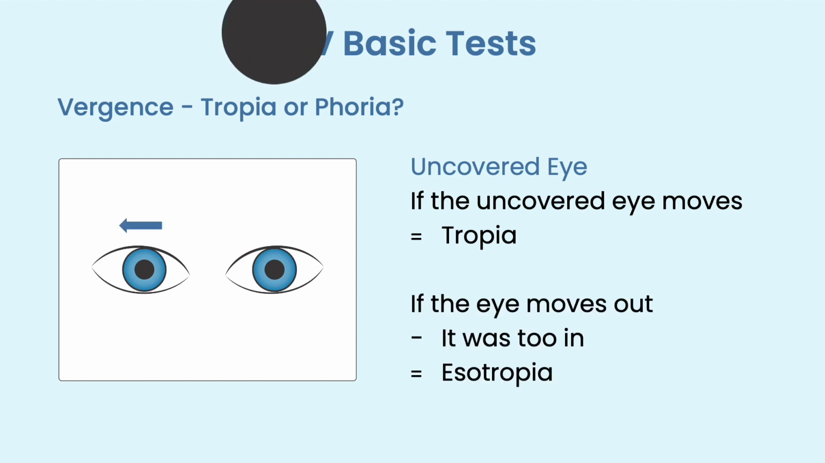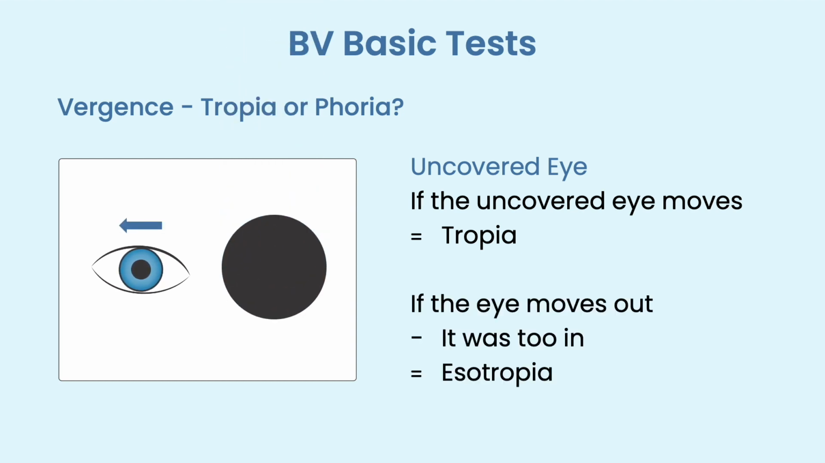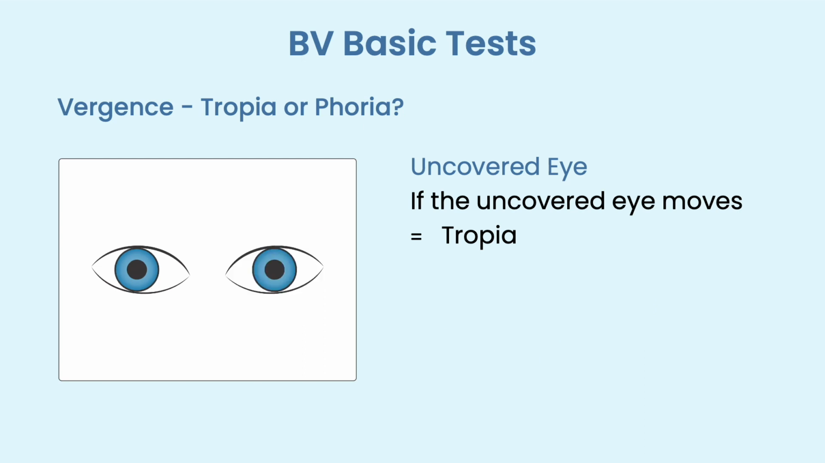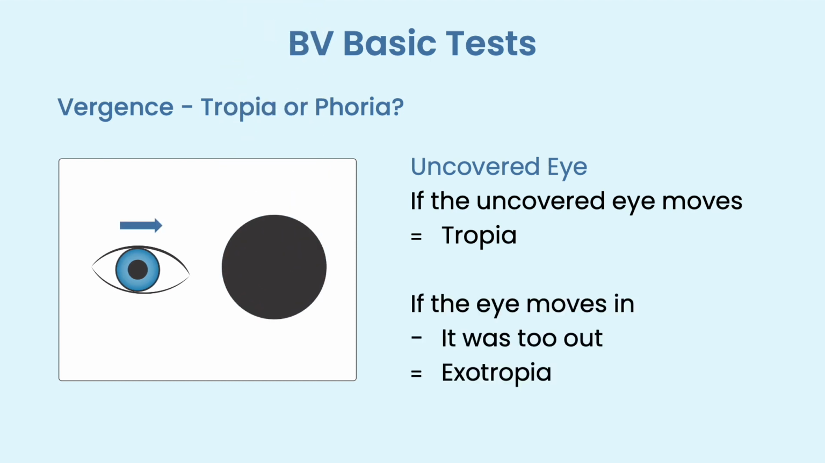If that eye moves out, it means that that eye was too in, and it's an esotropia. If that eye moves in, it means that the eye was too out, and it's an exotropia. We cover each eye, right and left, a few times, checking the uncovered eye, and if there's no movement or a tropia, then we look at the covered eye.